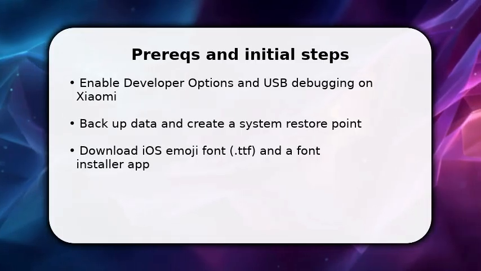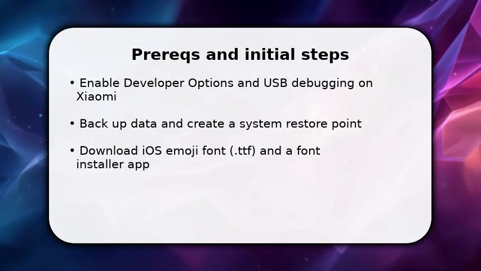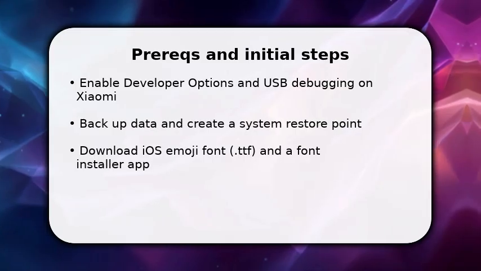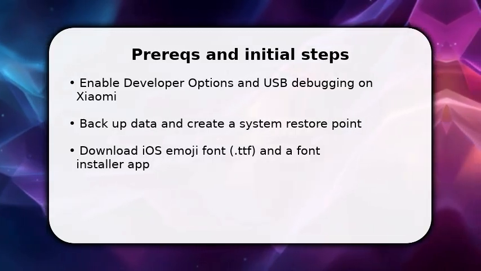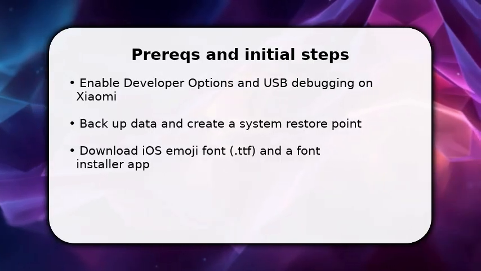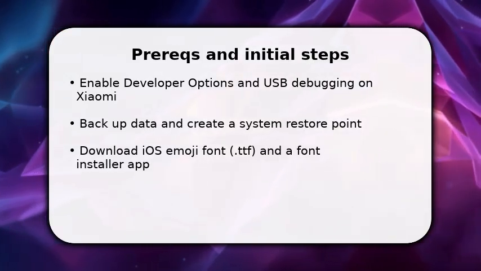You start by preparing your Xiaomi device so changes are reversible. Enable developer options and USB debugging, make a full backup and a system restore point. Once done, download a verified iOS emoji TTF file and a font installer app that supports system fonts.